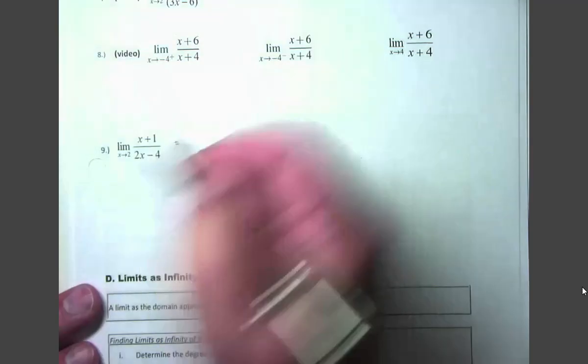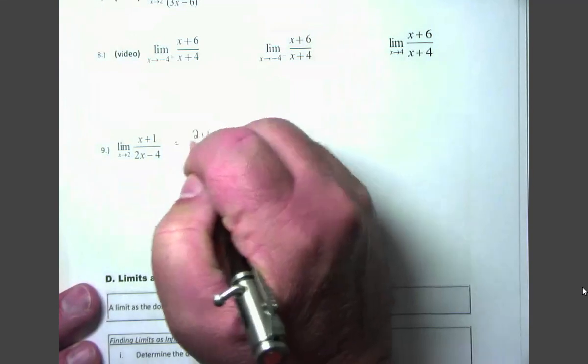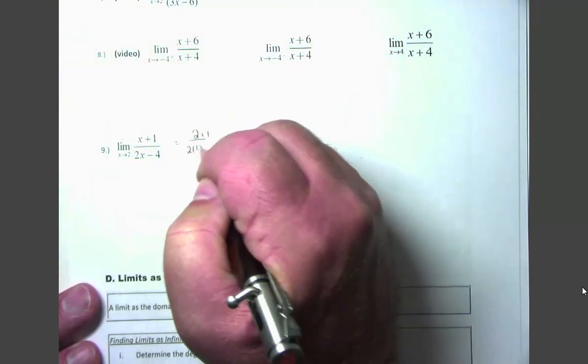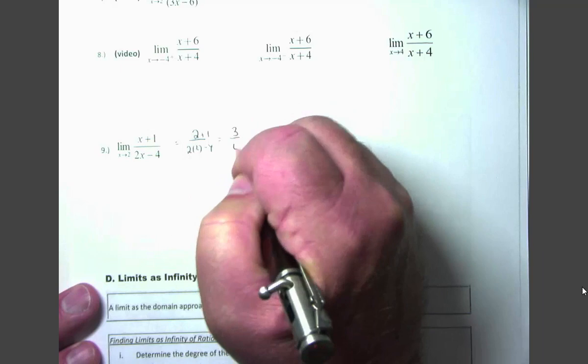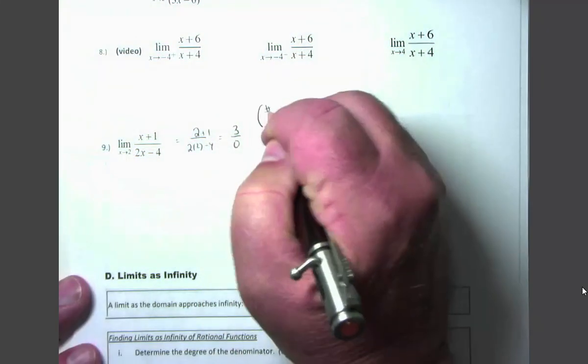To take the limit as x approaches 2 of x plus 1 divided by 2x minus 4, I'm going to plug in 2. That's going to give me 2 plus 1 divided by 2 times 2 minus 4, which equals 3 divided by 0. In section 1.3, we're done. We say the answer does not exist. But we're not in section 1.3 anymore. We're in section 1.6. Now I got the classic number divided by 0.